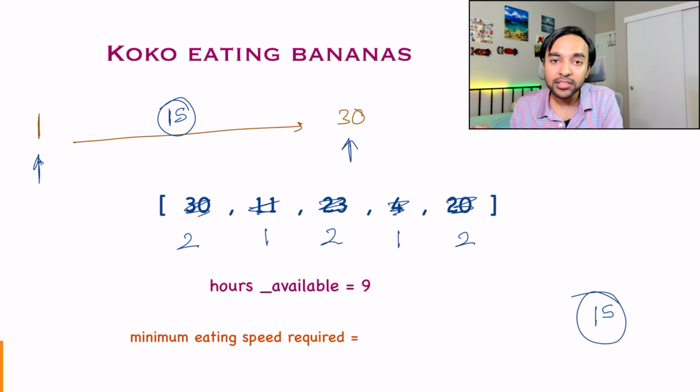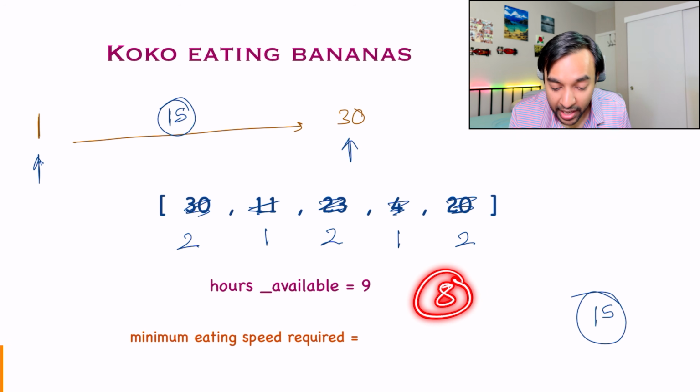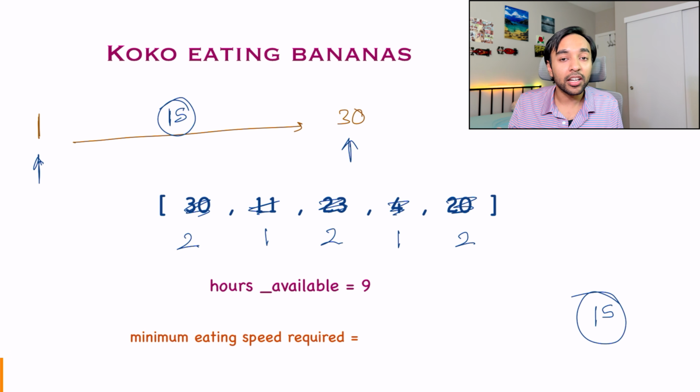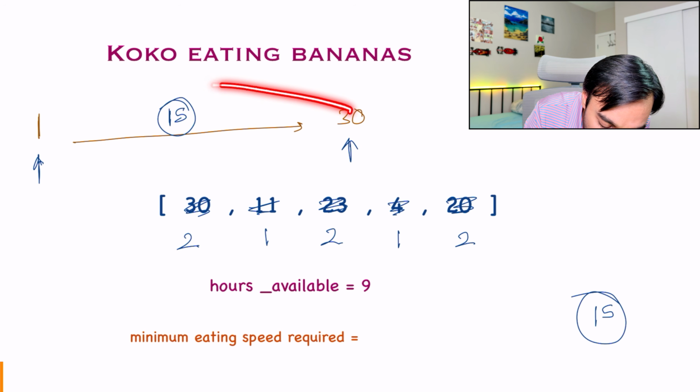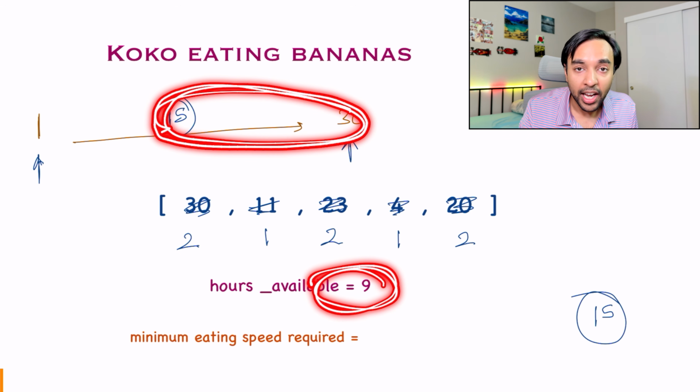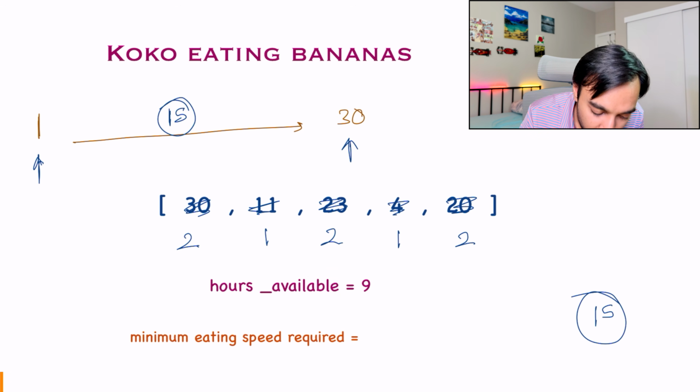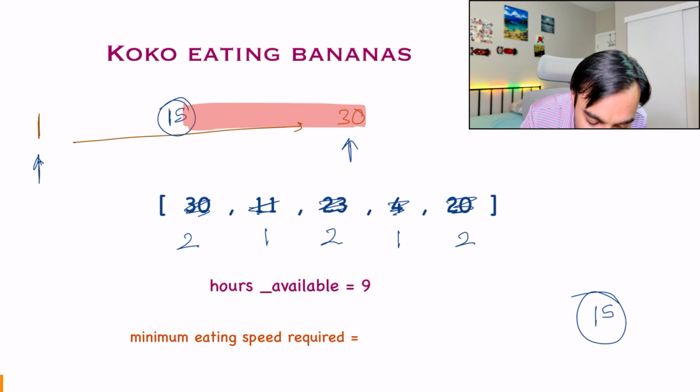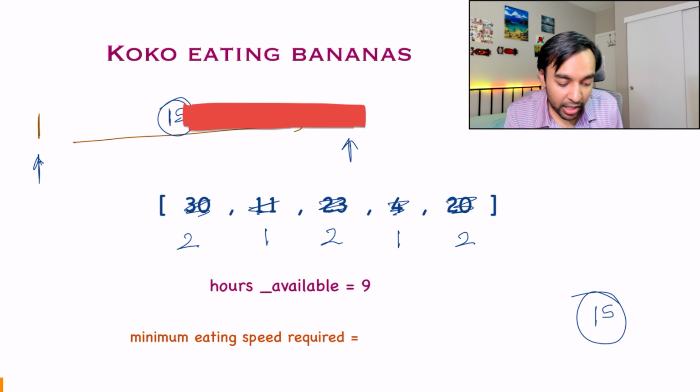So how many hours did it take? 8. In 8 hours, Koko was able to eat all of the bananas. That means I'm still left with 1 hour. But also, I know that for any value that is greater than 15, I am not utilizing all of the 9 hours available. So what I'm doing over here, I am reducing this search space. I know that my answer will lie somewhere between 1 and 15.